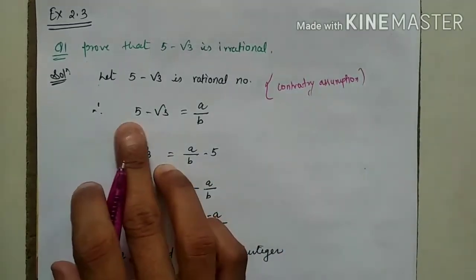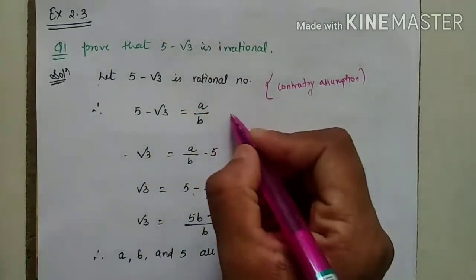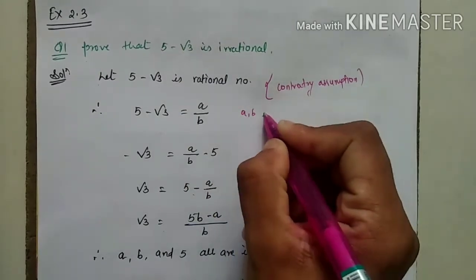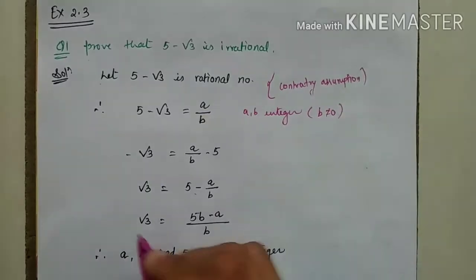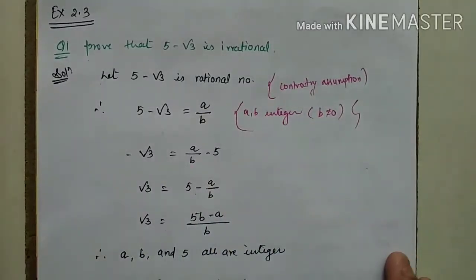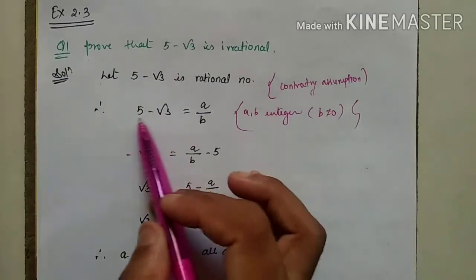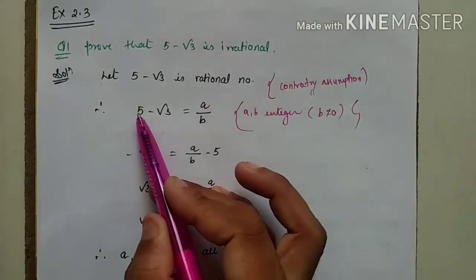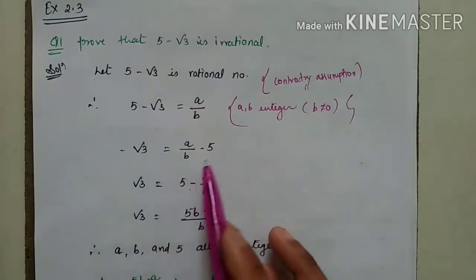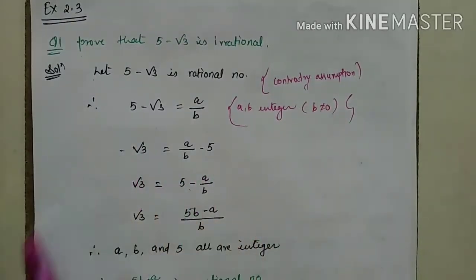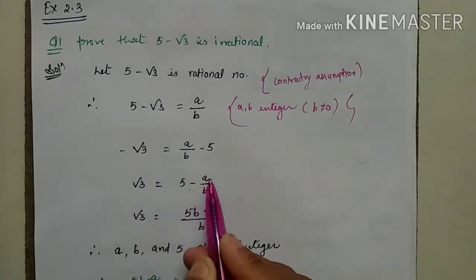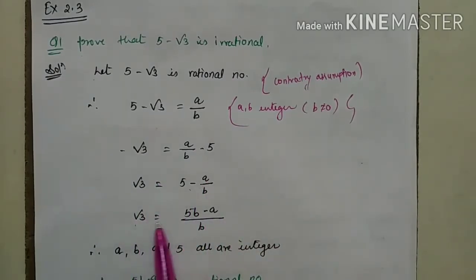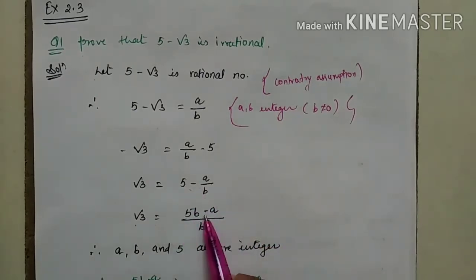Correct. So 5 minus root 3 I can write as a by b, where a and b are integers and b is not equal to 0. Correct. This is the way I can write. Here some numbers are positive, negative. I am sending plus 5 to the other side, this becomes negative. So I am taking negative as common. Root 3 equals 5 minus a by b. So root 3 equals 5b minus a upon b, taking the LCM as b.